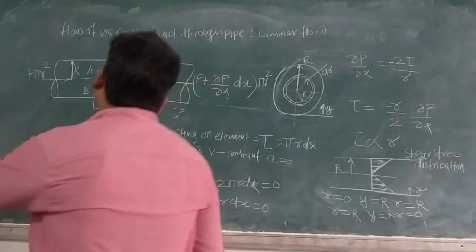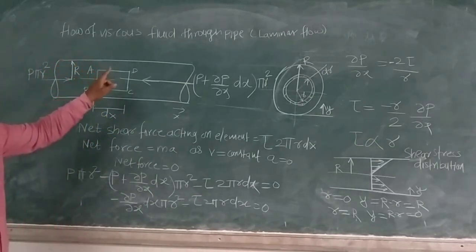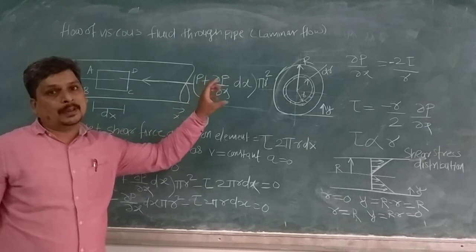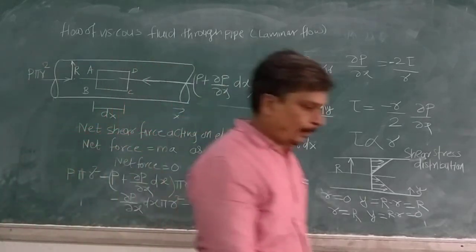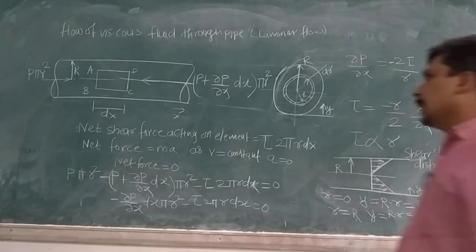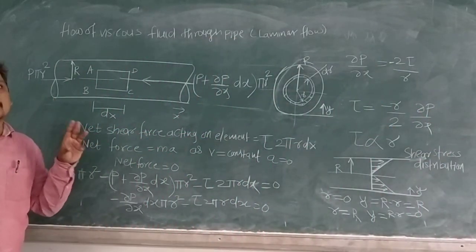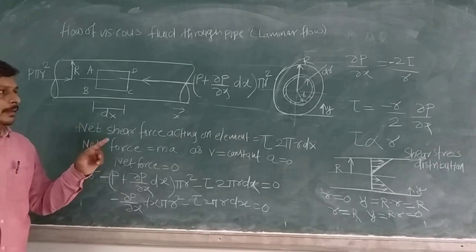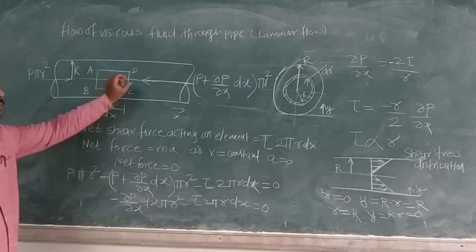So the next topic in laminar flow: we consider the flow of a viscous fluid through a pipe, that is, laminar flow through a pipe. In that, we are considering the shear stress distribution and velocity distribution in a flow through a pipe.